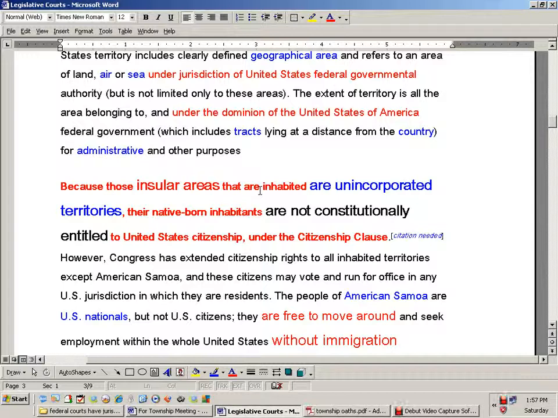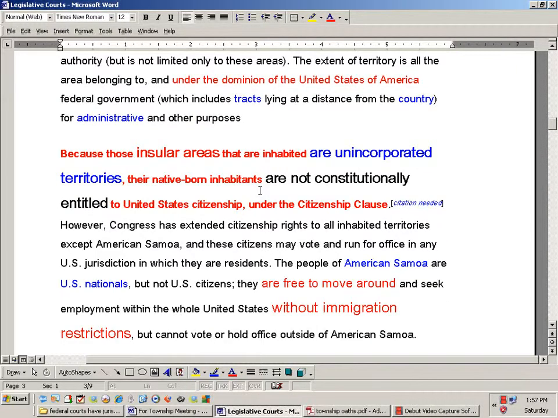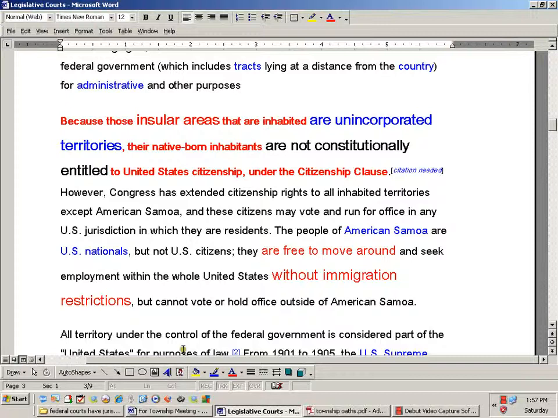So in America, except American Samoa, these citizens may vote and run for office in any U.S. jurisdiction in which they are residents. So as they're saying, there's many different jurisdictions. However, the people of American Samoa are U.S. nationals, but not U.S. citizens. They are free to move around and seek employment within the whole United States without immigration restrictions, but cannot vote or hold office outside of American Samoa.